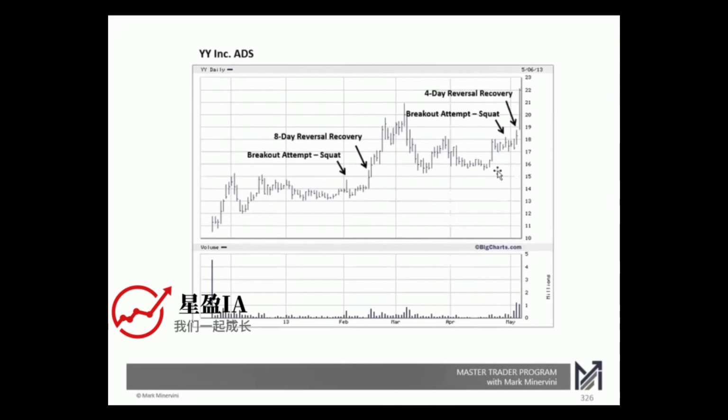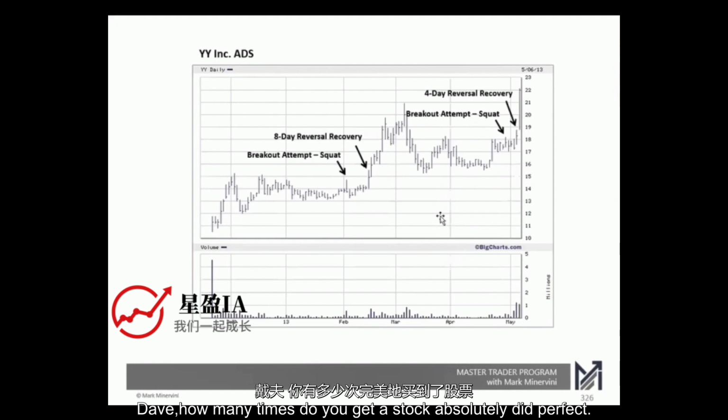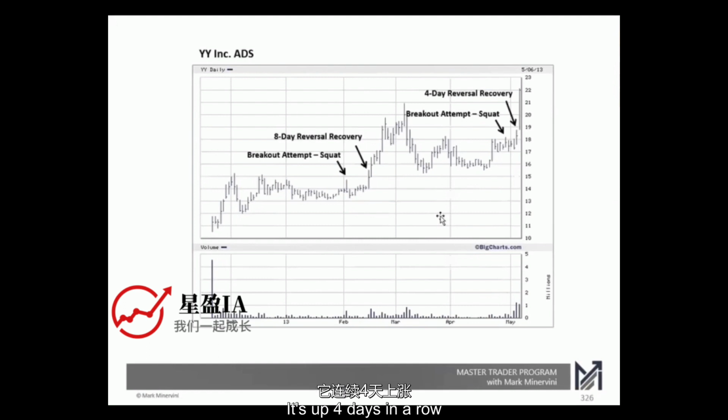Stocks fluctuate, and while you may get them perfect at times, most of the time you're not going to get them perfect. Dave, how many times do you get a stock absolutely dead perfect? Percentage of the time where you buy it, it takes off, it's up 4 days in a row, and never puts any pressure on you, turns into a winner. Yeah, that's rare where it actually acts perfectly and it never scares you.